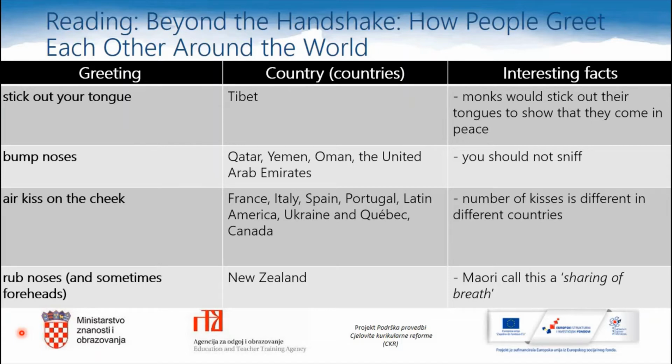In Qatar, Yemen, Oman, and the United Arab Emirates, they bump noses, but you should not sniff. Air kiss on the cheek is a common greeting in France, Italy, Spain, Portugal, Latin America, Ukraine, and Quebec in Canada. Of course, number of kisses is different in different countries. New Zealanders rub their noses and sometimes foreheads. Maori call this a sharing of breath.